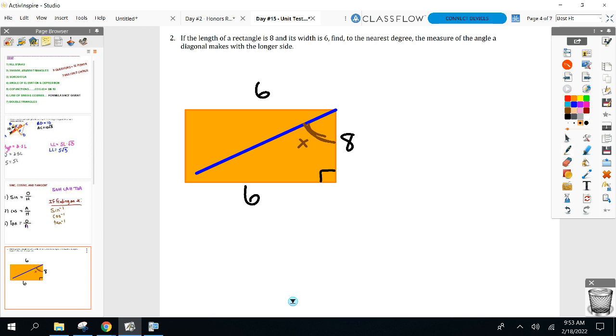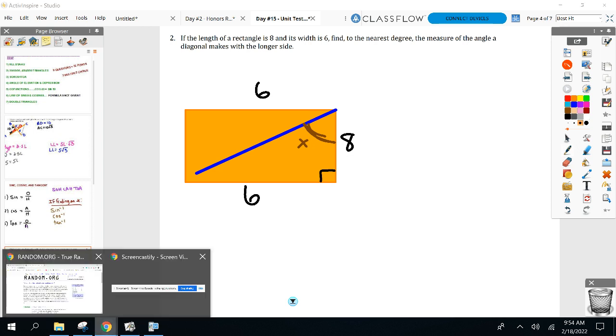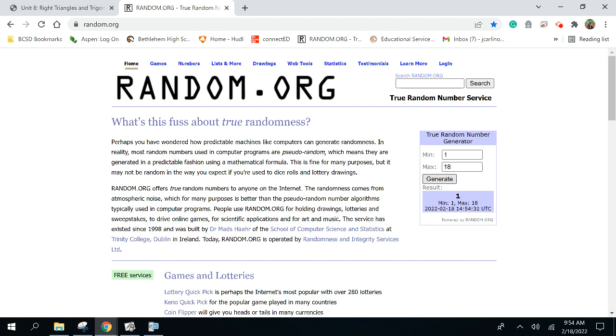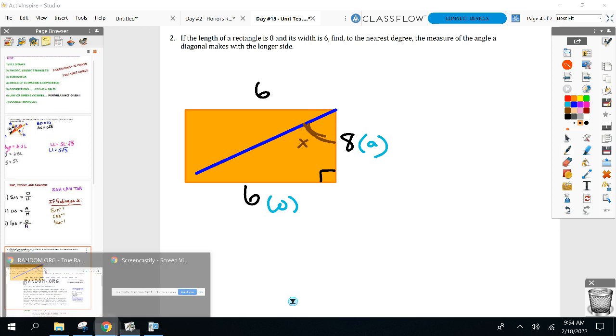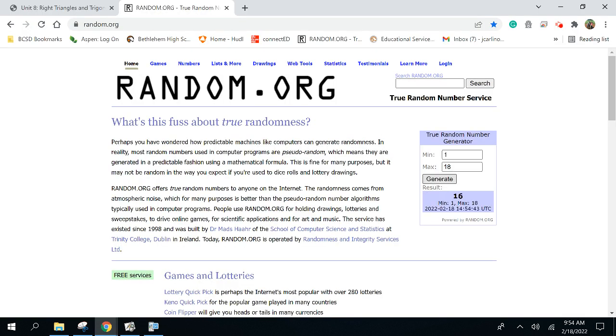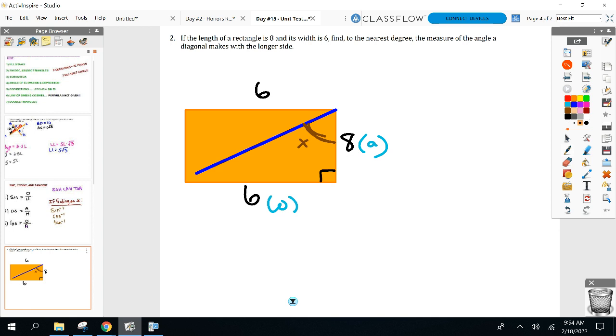Tell me what the 6 and the 8 are. Opposite, adjacent, hypotenuse? What's the 6 and the 8? 6 is opposite. 8 is adjacent. If I have opposite and adjacent, which ratio do I want? Tangent. All right, next person, set up the equation for me.